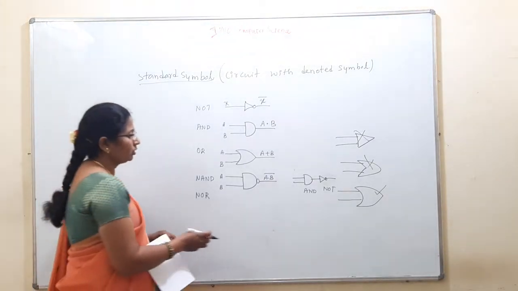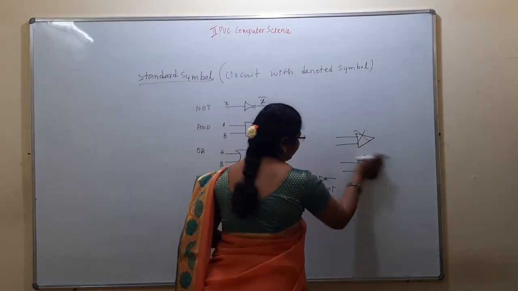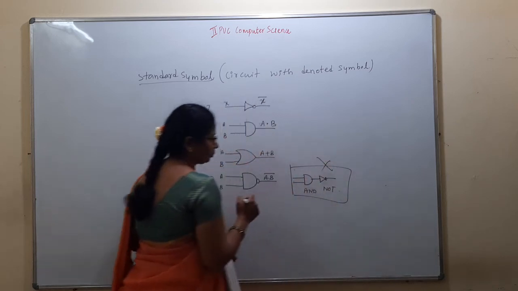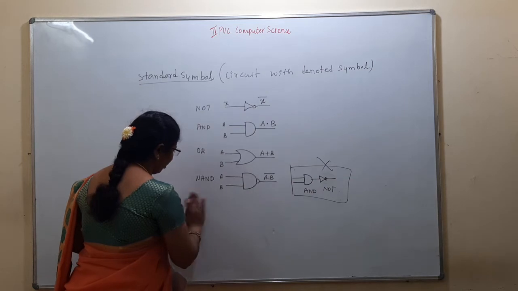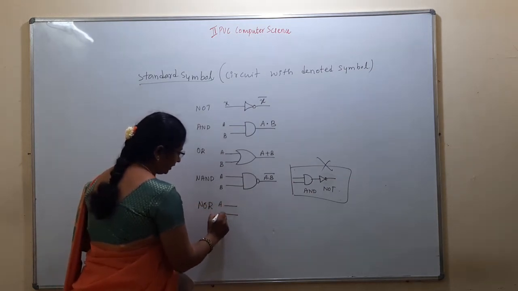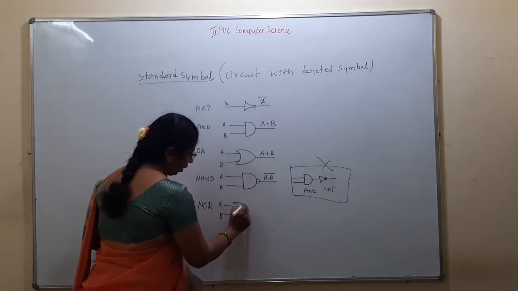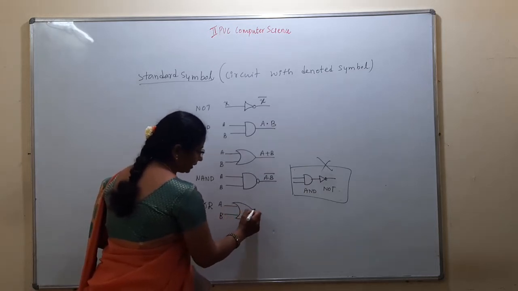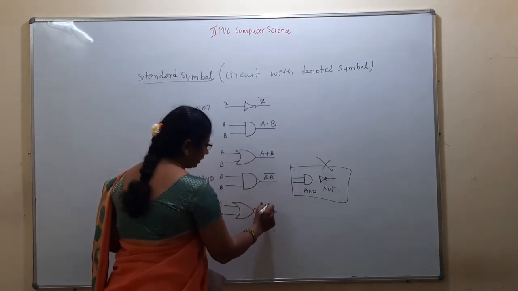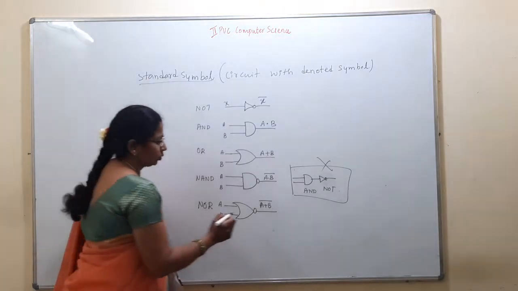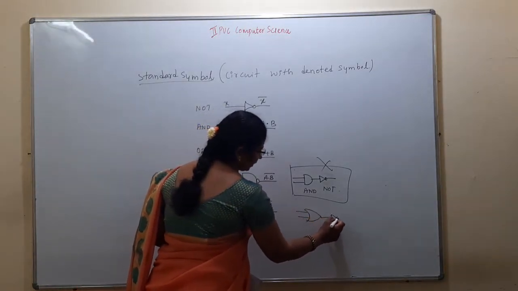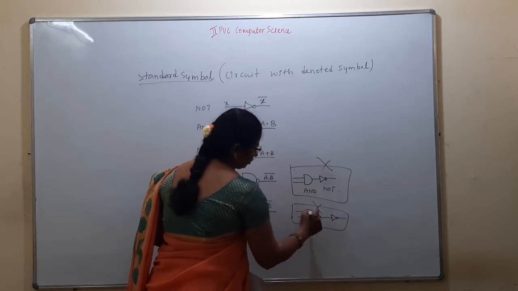Did you understand? Similarly, you are not supposed to write this. And come to your NOR gate. For the NOR gate, two input signals A and B are given to the OR circuit, and the result is complemented and displayed: A plus B whole bar. So don't write this one, OR gate plus NOT gate. Don't write this one. Okay students?